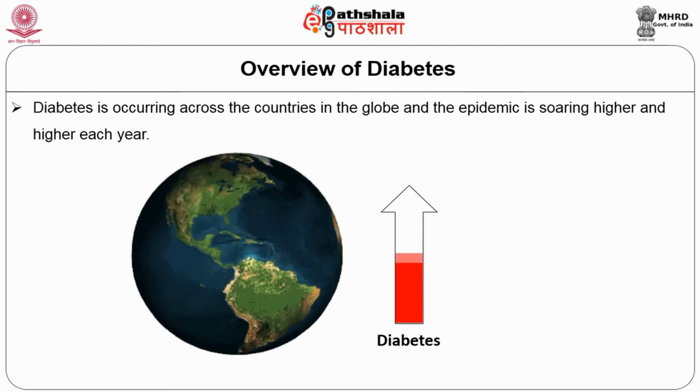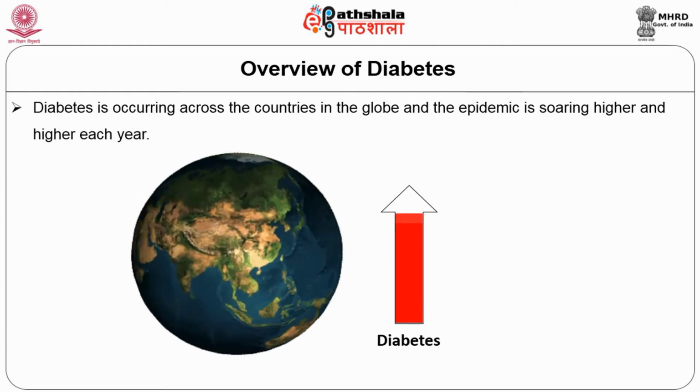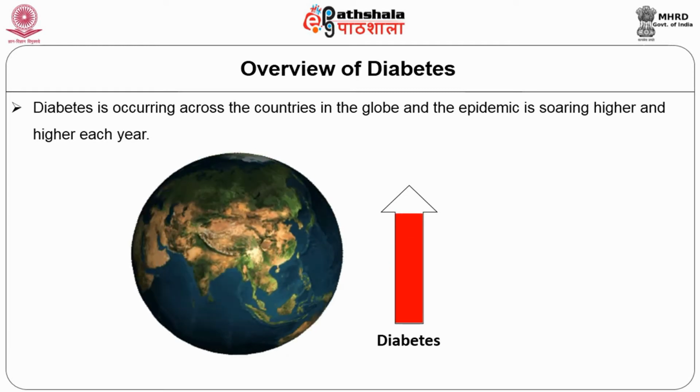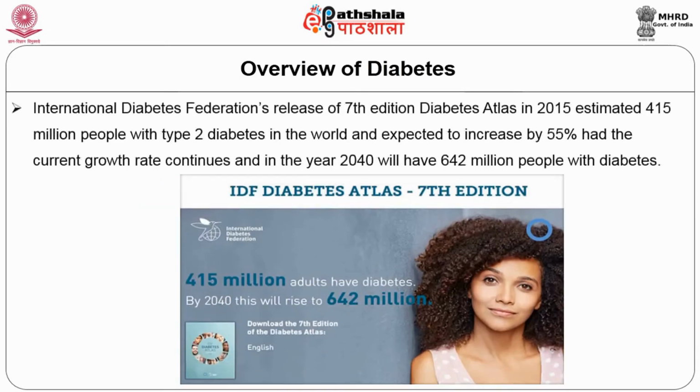Diabetes is occurring across the countries in the globe, and the epidemic is soaring year after year. The numbers are going up. In fact, the latest International Diabetes Federation 7th release has reported 415 million people with diabetes in the world, and it is going to explode by another 55% in the year 2040 to 642 million people with diabetes.